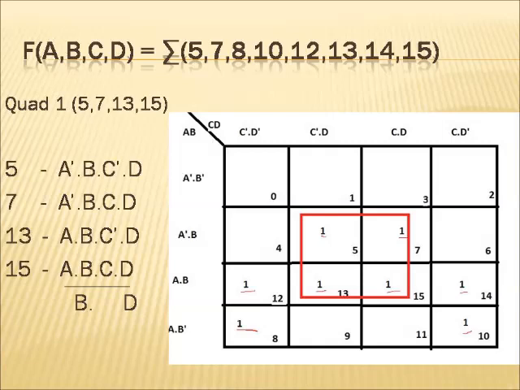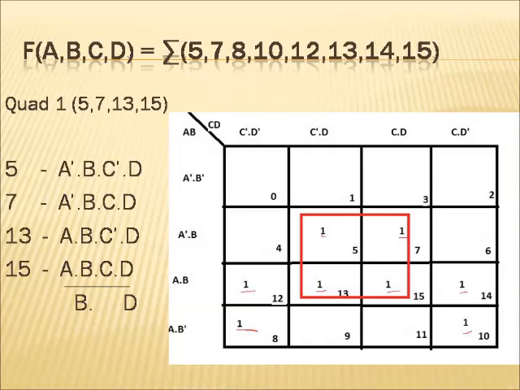Okay, so we have the quad 1. I have listed the corresponding values of all the selected index positions 5, 7, 13, 15. So I have written the variable equivalent of all these cells, right? Here how we can solve the reduction is very easy. We have to pick the unchanged Boolean variable.